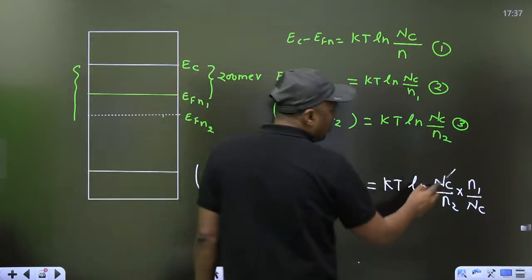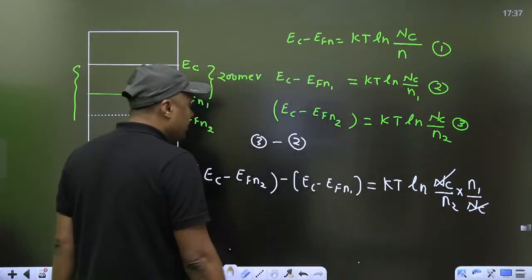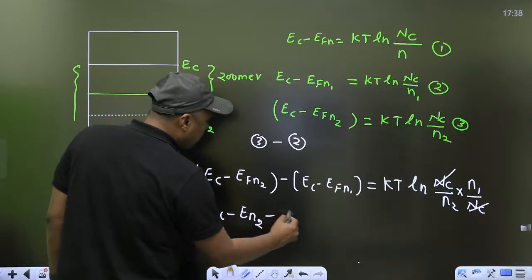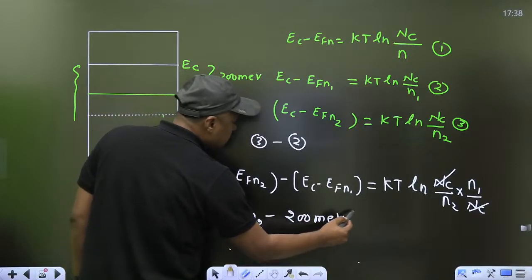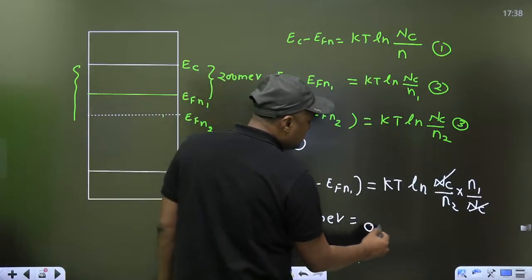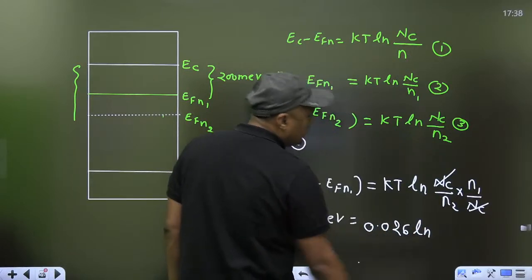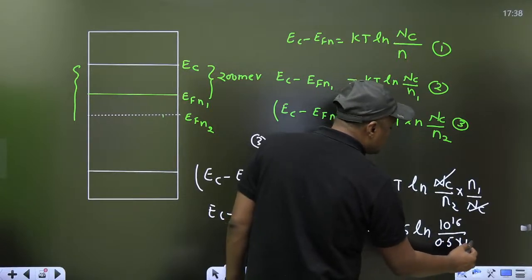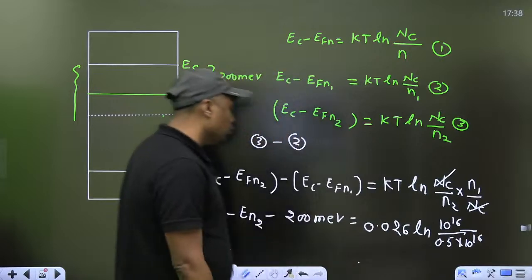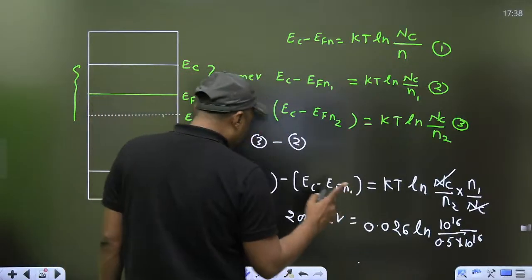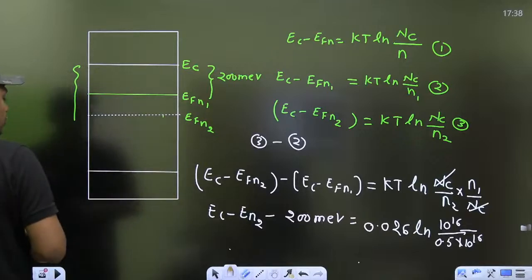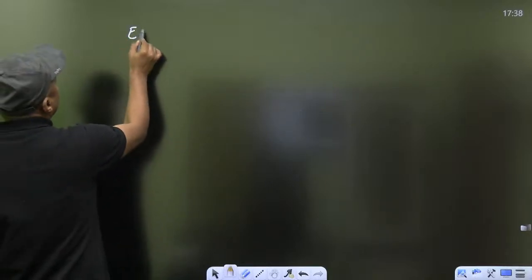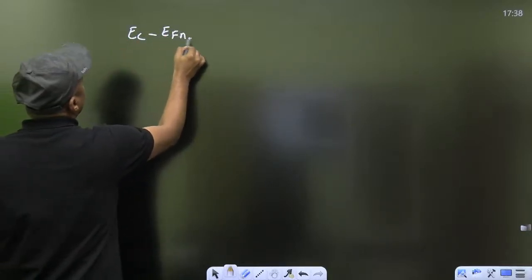Now, no need to calculate, the NC cancels out. And then this gap is required, EC minus EFN2 minus 200. This is given to us. Initially, this is given as 200 milli electron volt. And in this place, you can use the 0.026 log of. What is the N1? 10 to the power 16. What is the N2? 0.5 into 10 to the power 16. Means you have to calculate the log 2. And what is the log 2? 0.693. Log 2 is what? 0.693, guys.